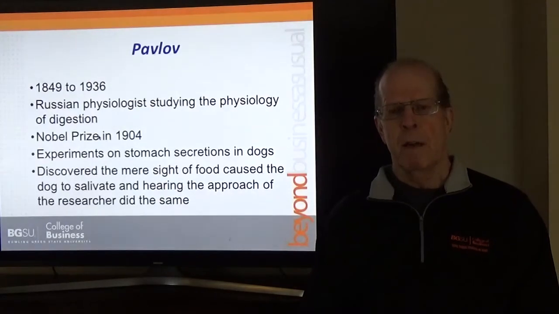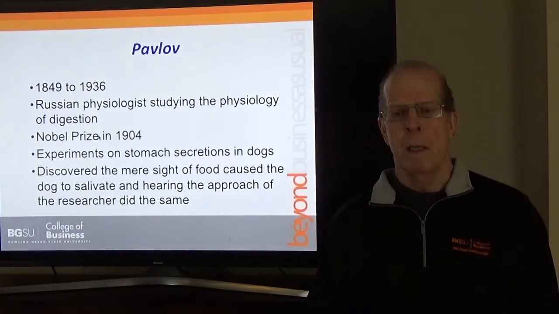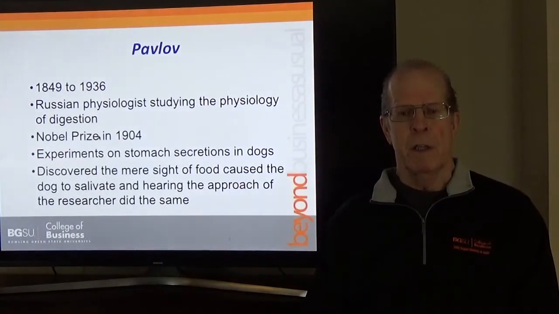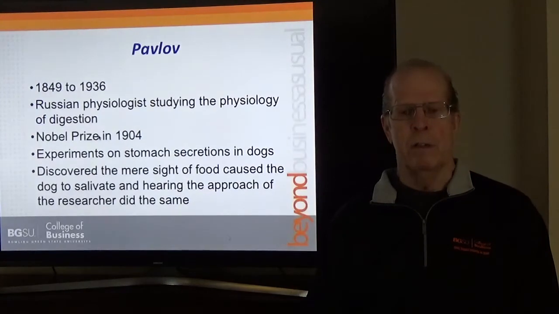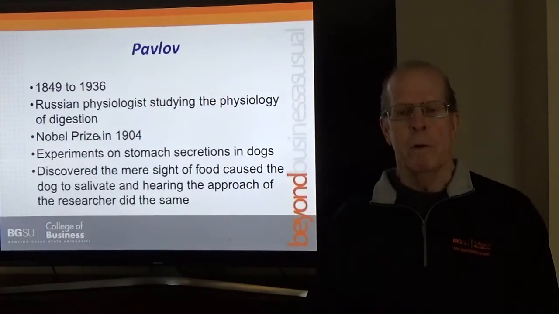Pavlov. Ivan Pavlov was born in 1849 and died in 1936. He was a Russian physiologist, and he was actually studying the physiology of digestion. He won the Nobel Prize in 1904, and his experiments were on stomach secretions in dogs.